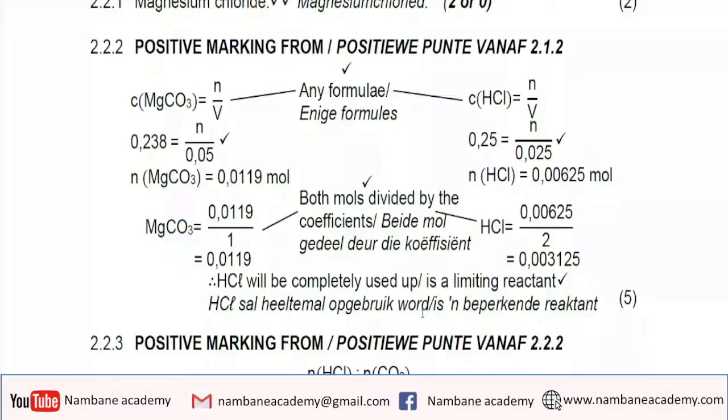And the second mark goes to, let's start on the left-hand side, where we have the positive marking for the concentration value we have calculated above at 2.1.2. So on the left, it's the positive marking 0.24 or 0.238 being equal to n over 0.05. And that entire substitution deserves another mark. And then the calculation of the number of moles comes out as 0.0119 mole for magnesium carbonate.